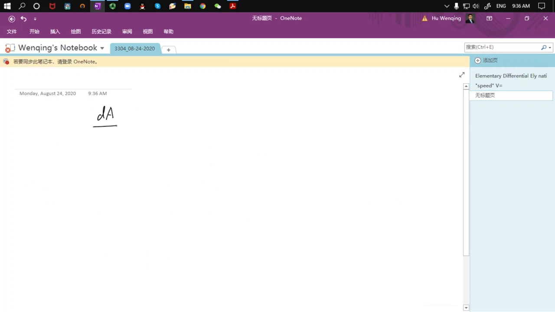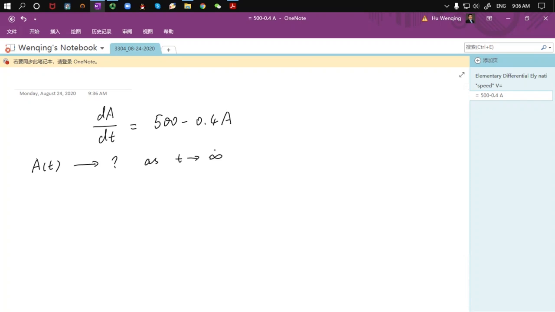So dA/dt is equal to 500 minus 0.4A. I'm going to ask how much of the drug is going to remain in the bloodstream. A(t) is going to converge to something as t goes to infinity. If you run the system for a long enough time, what's the amount of drug that remains in the person's bloodstream?